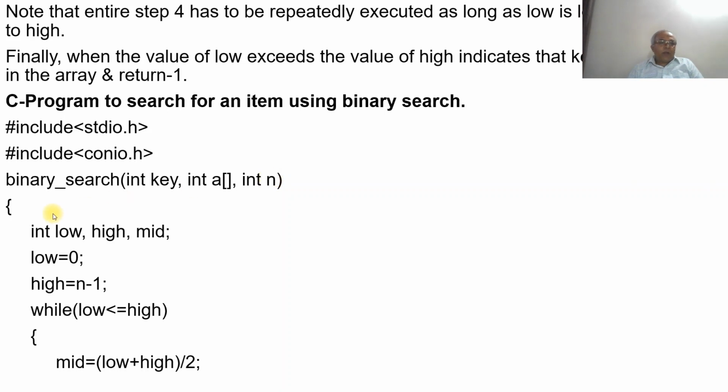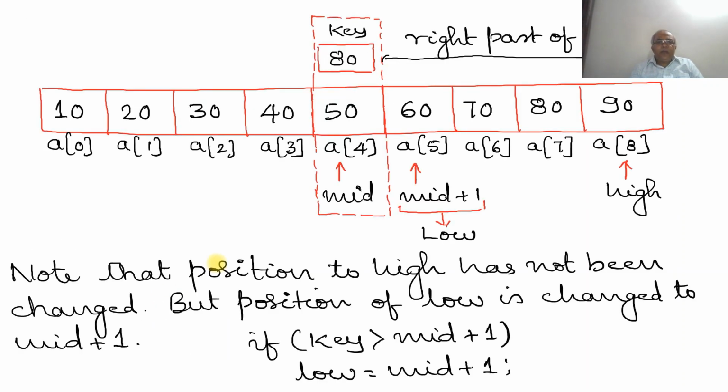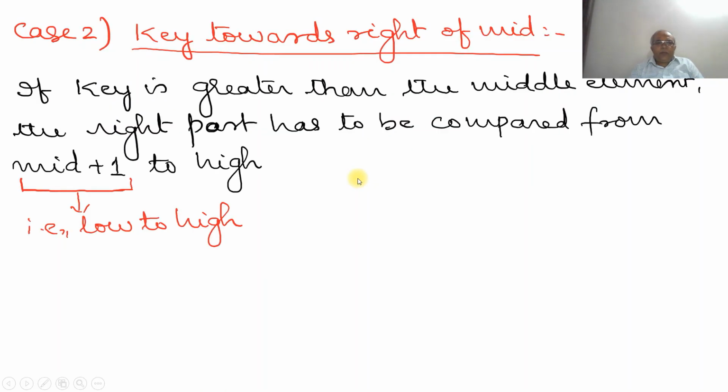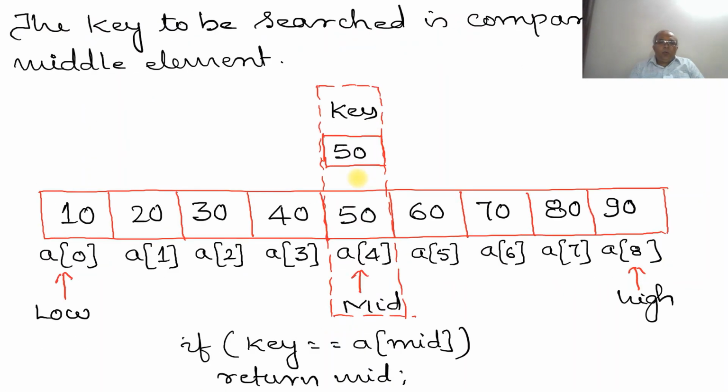n. First we are going to declare low, high and mid, all of integer. Low will be equal to 0, high is equal to n minus 1. While low is less than or equal to high. How do I decide that? We can see here that we have low, high and mid. These are the three variables which we want to consider.